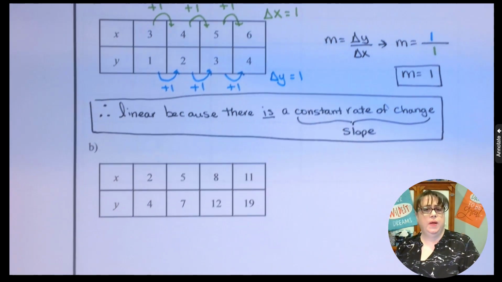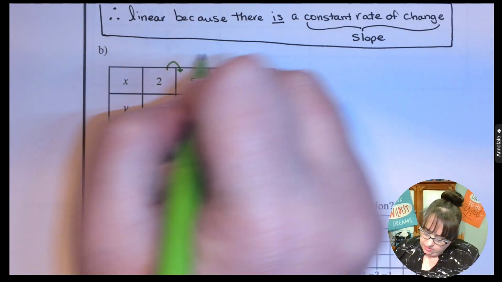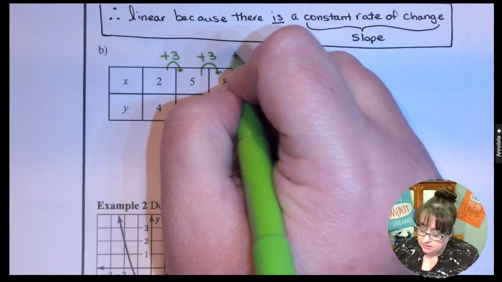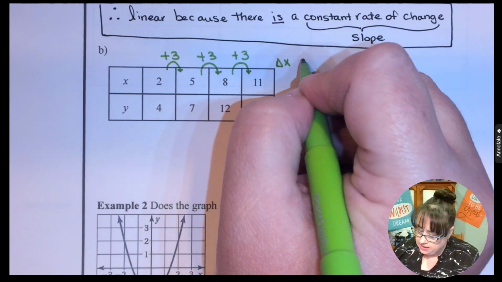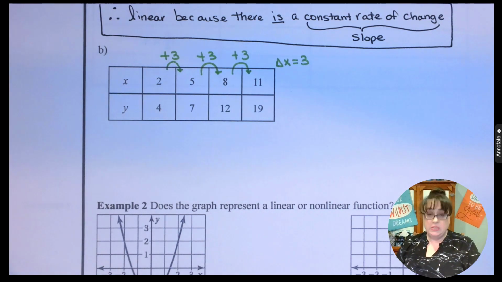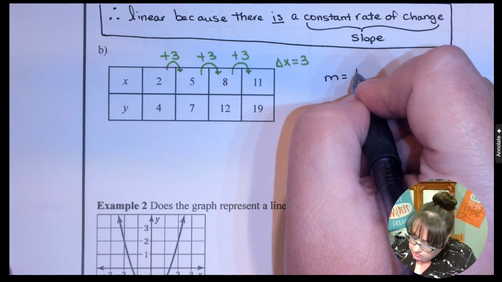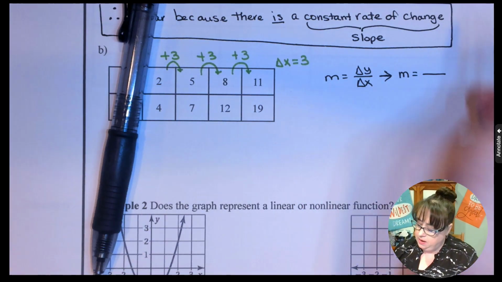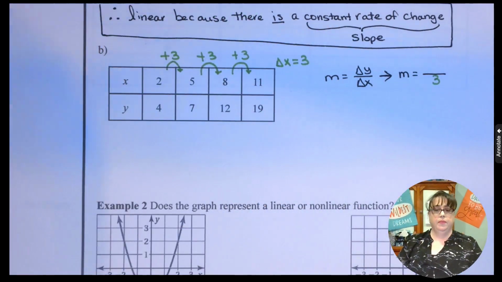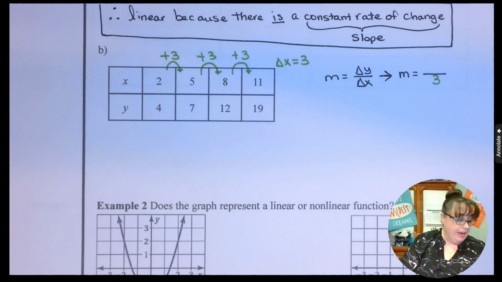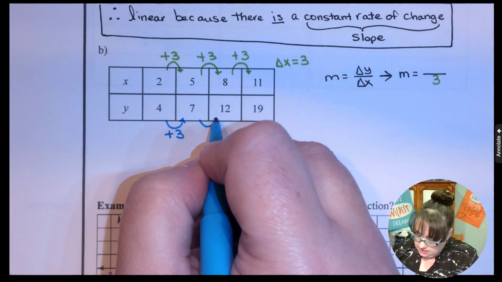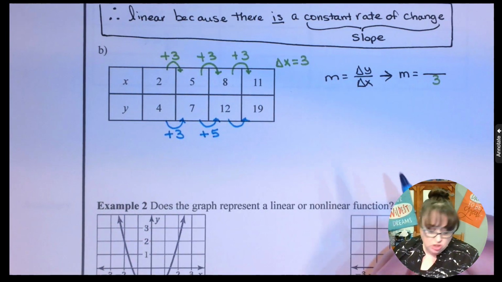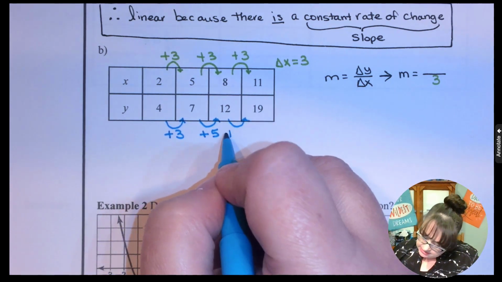So let's look at the next one. Between 2 and 5 is a 3, 5 plus 3 is 8, and 8 plus 3 is 11. So far we have a delta x of 3. So it's looking pretty promising. If m is equal to delta y over delta x, we have something over 3. So let's go look at our delta y. 4 to 7, that was a 3. 7 to 12 is a 5. And 12 to 19 is a 7.